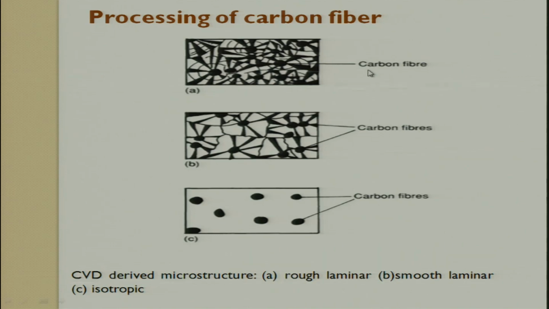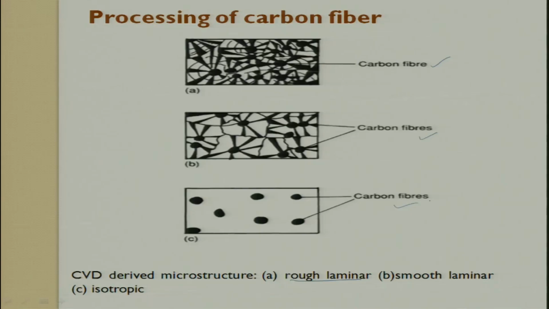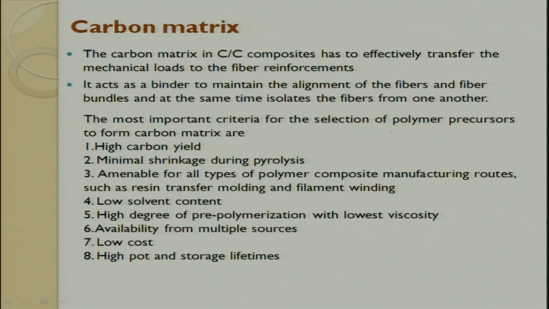So, we have carbon fibers. These are carbon fibers with rough lamellates. You can also see them with a smooth lamellate, and you can also see them with isotropic properties. So, these are the different processing outcomes of carbon fibers. These are the microstructures which are made: a carbon with lamellate structure, laminar structure, this is the smooth structure, and isotropic structure is also possible.